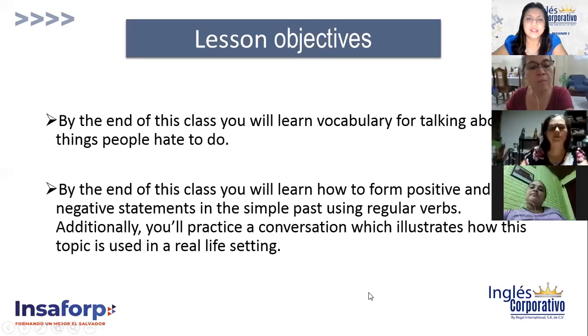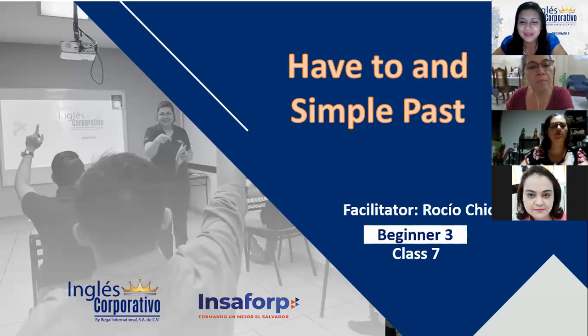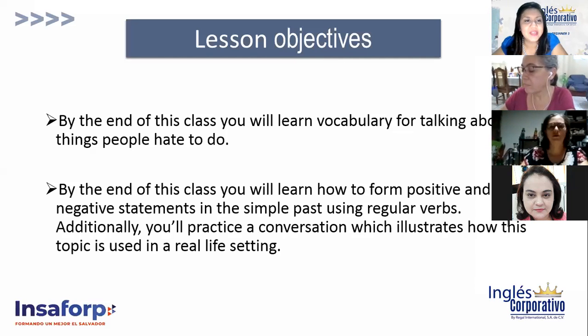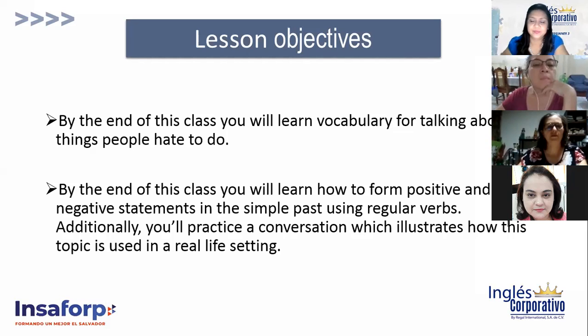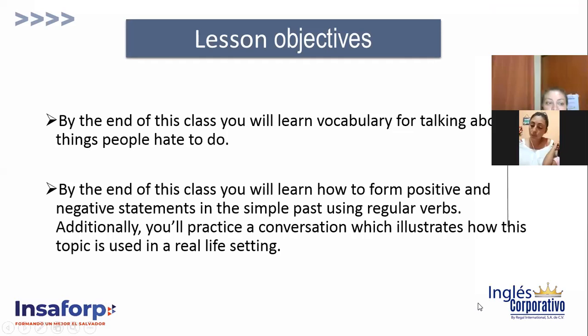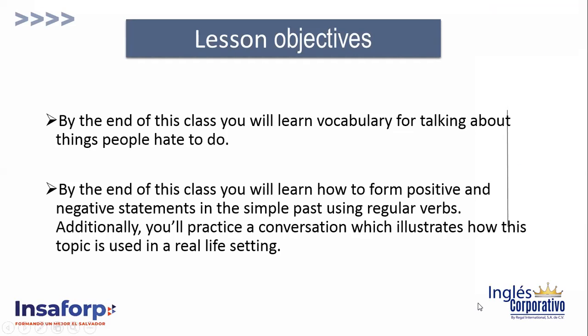Very good. So the lesson, you can see there. Class number 7, have to and simple past. The lesson objectives for today, we have two. Jenny, would you like to read the first, please? The first objective. By the end of this class, you will learn vocabulary for talking about things people hate to do. Exactly. Thank you so much.